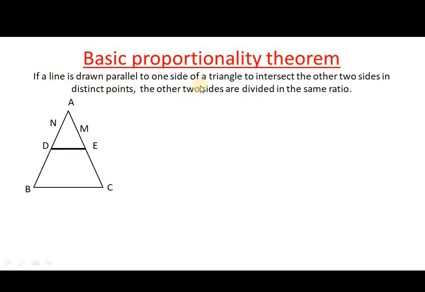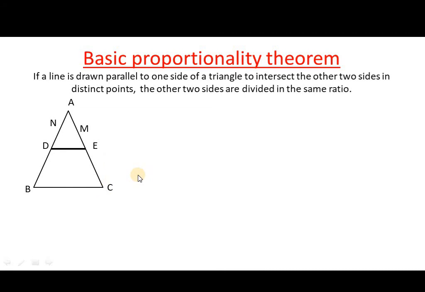If a line is drawn parallel to one side of a triangle, here DE is drawn parallel to the side BC, and it intersects the other two sides AB and AC at two distinct points D and E. The other two sides are divided in the same ratio. The other two sides, AB and AC, are divided in the ratio AD divided by DB is equal to AE divided by EC.